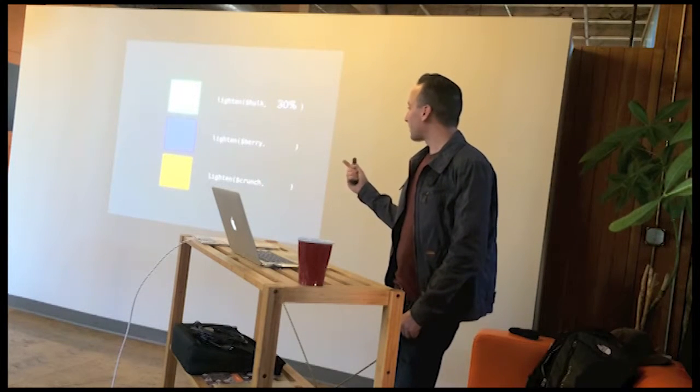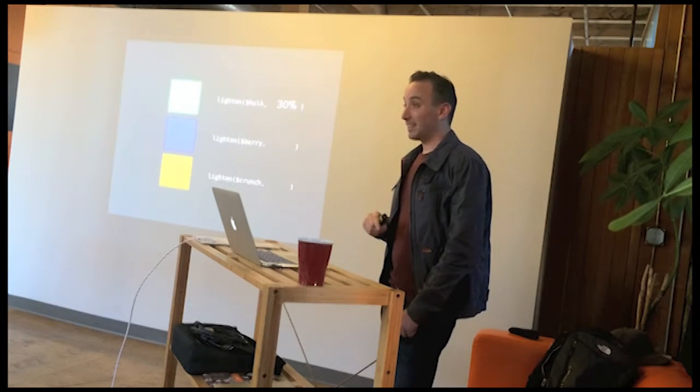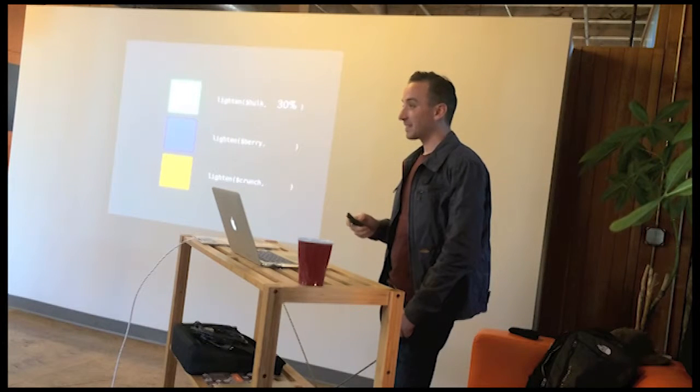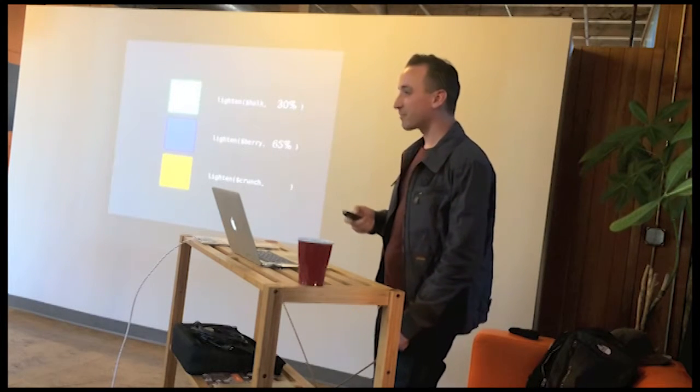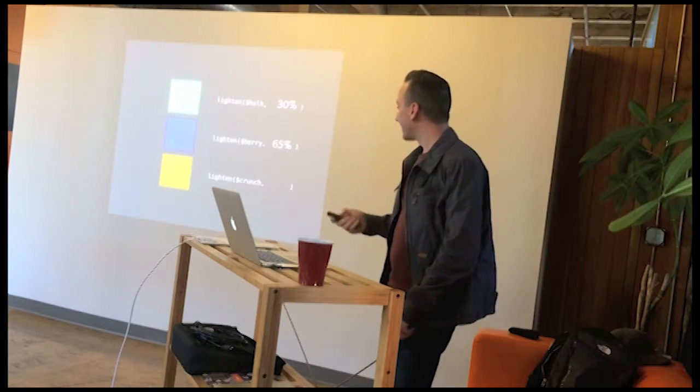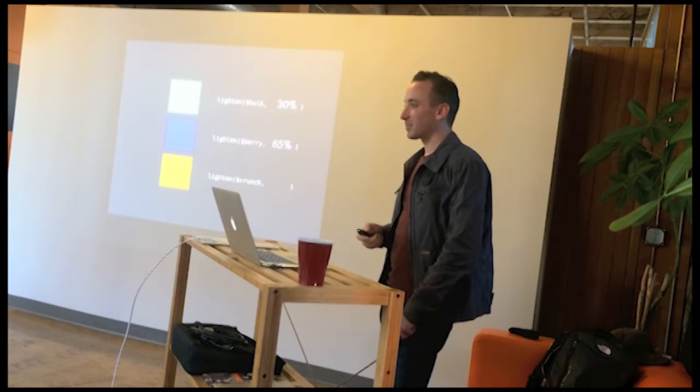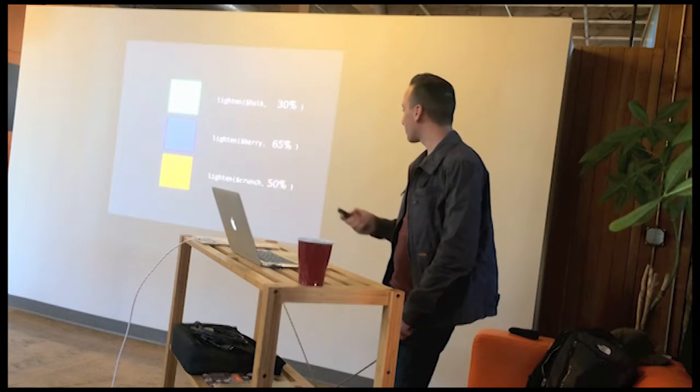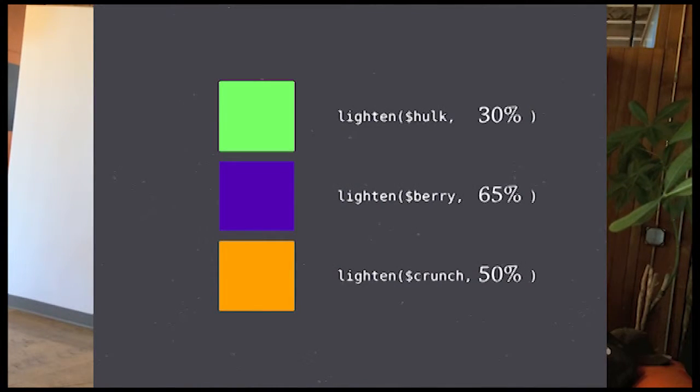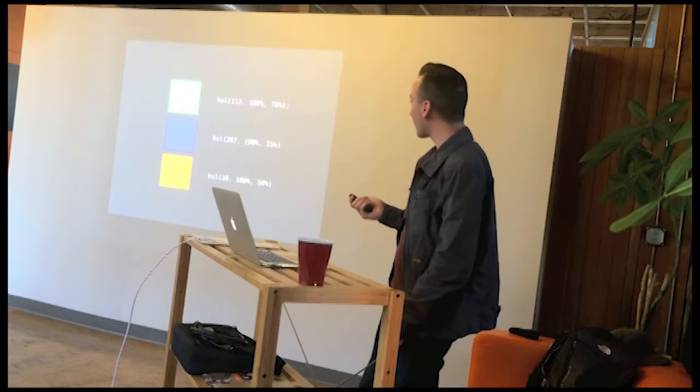All right, so who knows how much we need to lighten Berry to get to white? That'd be 60%. 60 or 70? Split the difference. Not bad, not bad. And what about Crunch? How much do we need to lighten Crunch? 45. 45? That's pretty close. You guys got better as it went on. But there isn't a lot of consistency in these numbers. But there is a way to figure this out.